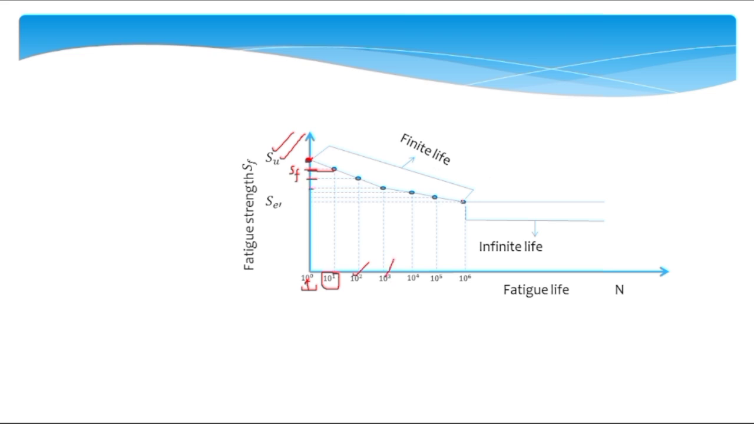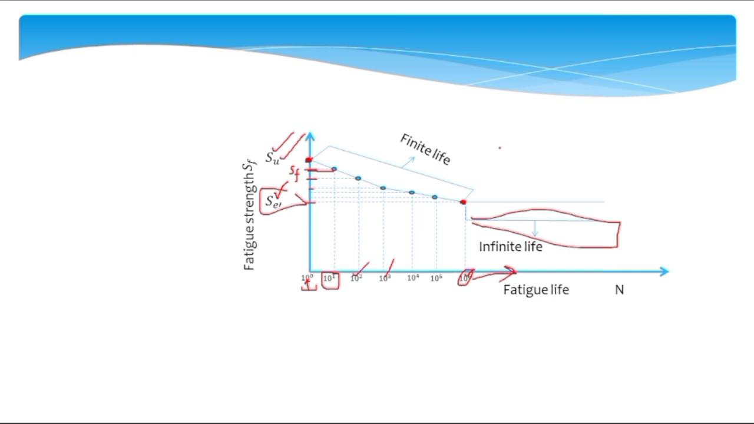And finally, that strength can be termed as endurance limit, represented by SE dash. Now if you design anything in this range, meaning if you want any number of cycles equal to 10 raised to the power 6 or greater than that, you can use that element for infinite life, but the stress applied on that element should be less than SE dash.